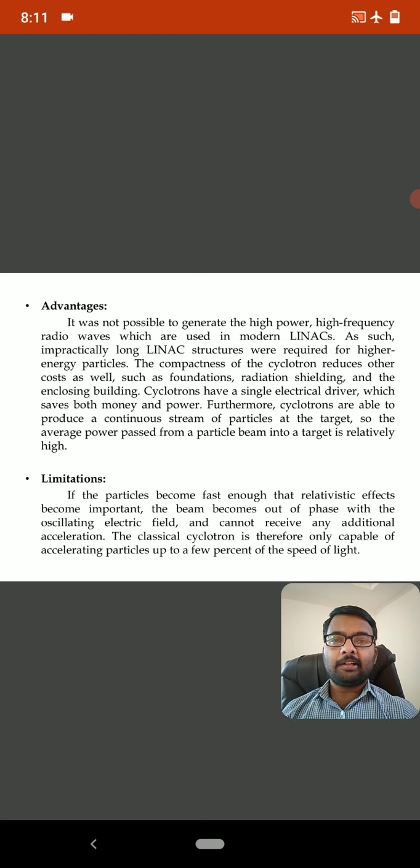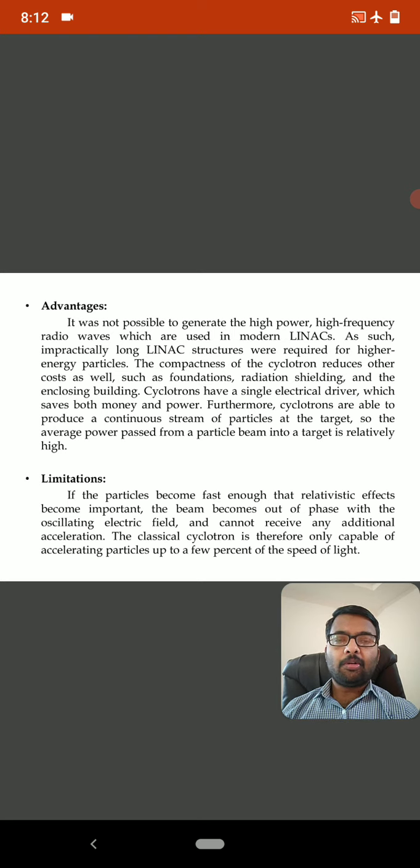So what are the other costs? Such as the foundations, radiation shielding and the enclosing building. So using this cyclotron accelerator, we can generate high power, high frequency radio waves which cannot be generated using the linear accelerator. Cyclotrons also have a single electrical driver which saves both money as well as power.